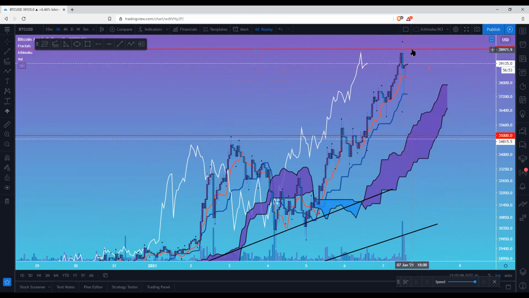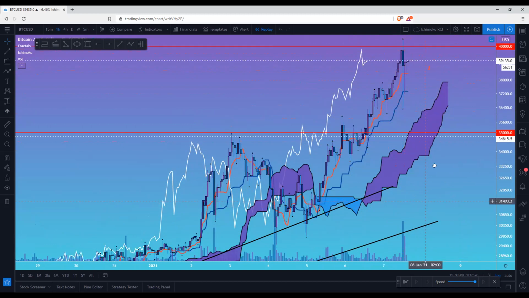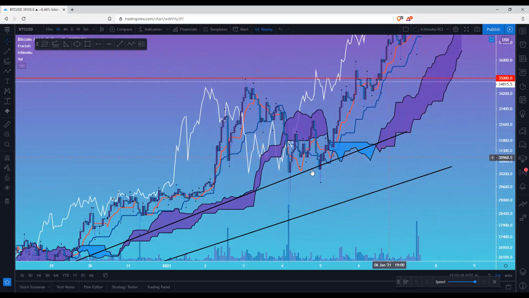And now it's coming back up to 40K. Now, this is what I'm saying. When it comes to exact numbers, you're not going to get the exact number. You want to get as close to that number as possible.